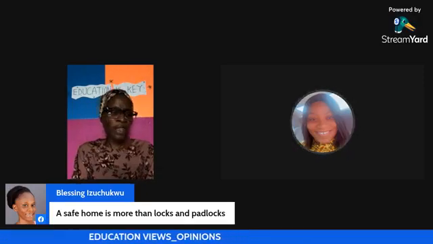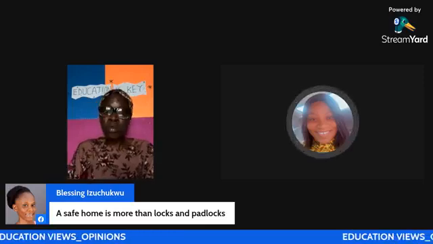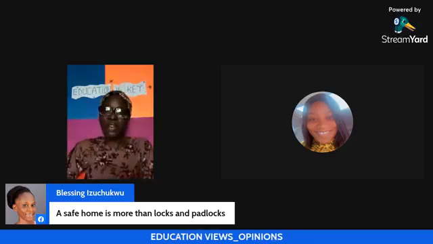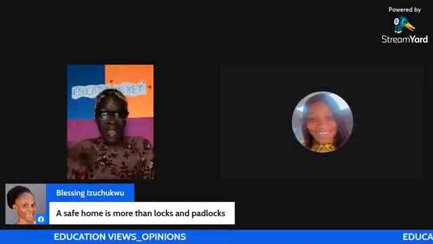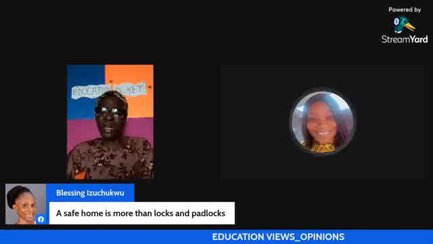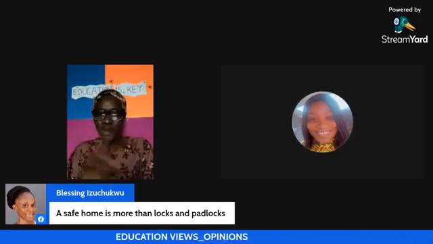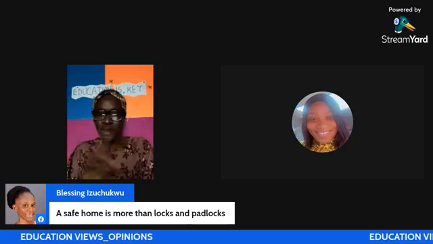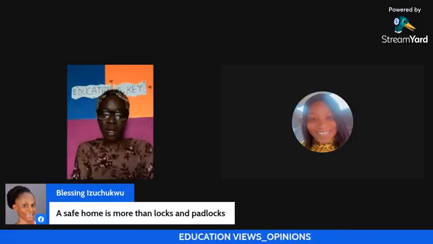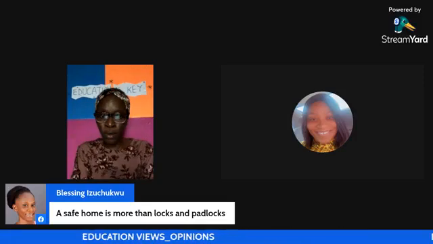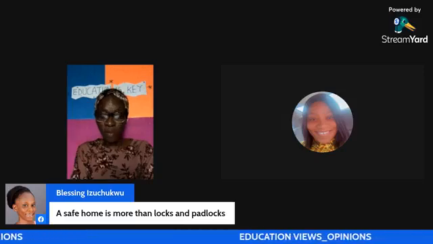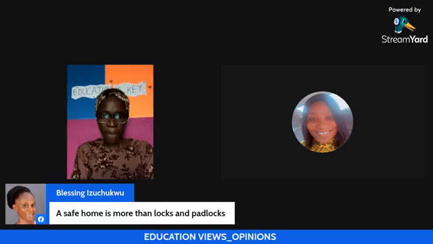Not going there to collect bribes, but to look at these are the things that a school should have. A school should have a clinic, first aid box. A school should have a security person. A school should be fenced and have gates. And the teachers should be security conscious. So regulation by the stakeholders, regulation of school operations, is very important. May God help us.